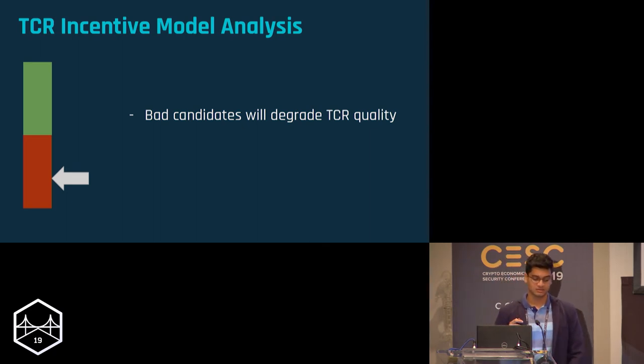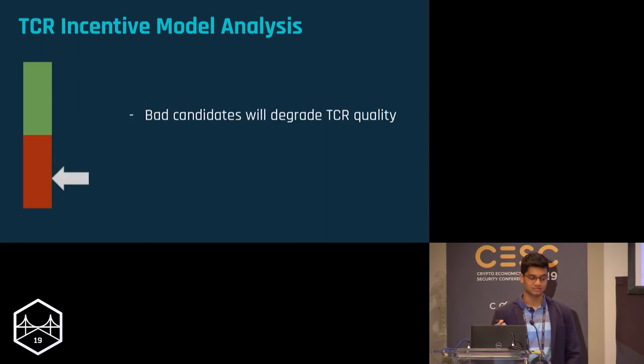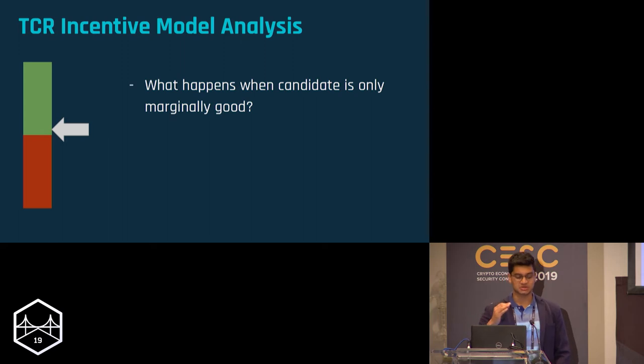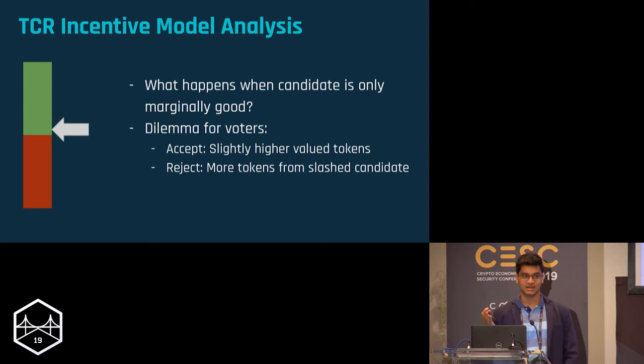And the question that we want to ask is, what happens if a candidate is only marginally good? The candidate is not really good, like this case, nor really bad. He's just on the bench. And here, token holders actually have a dilemma. Should we accept the candidate and have a slightly higher valued token because the quality of the TCR improves just by a bit, or should we reject this candidate and gain his slash tokens, right?